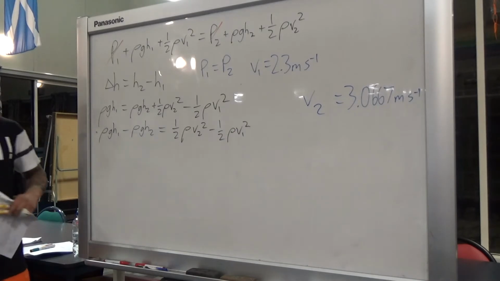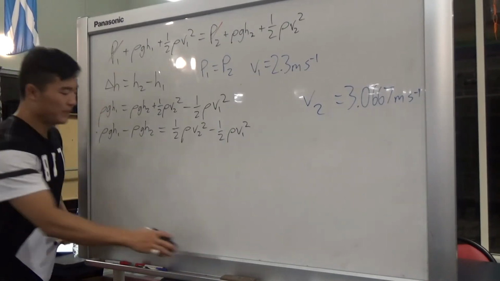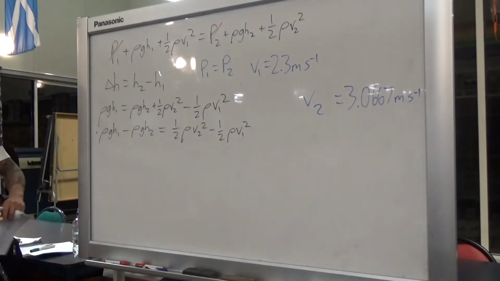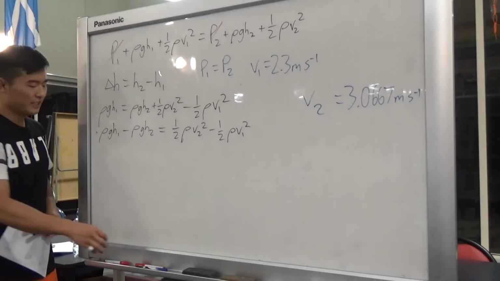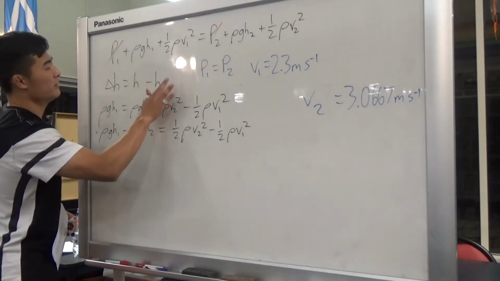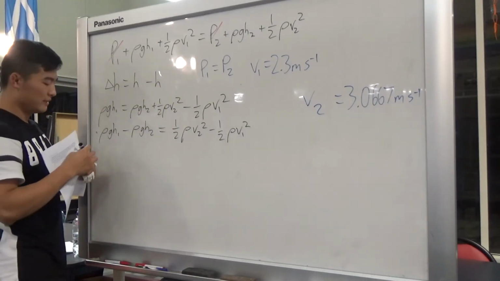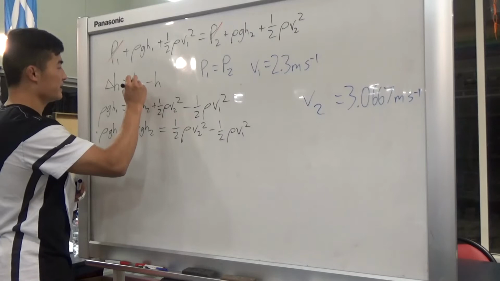Oops, sorry. I did that the wrong way. Oh well, it doesn't matter. Let's just leave it like that. So now it's going to be H1 minus H2, not H2 minus H1. It doesn't really matter as long as you get the difference.